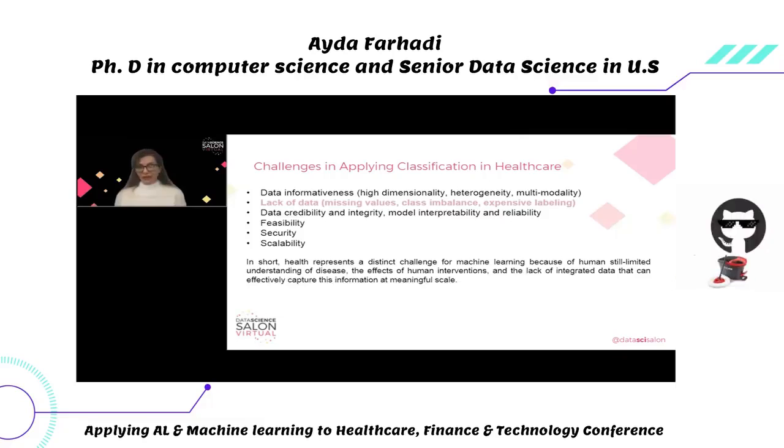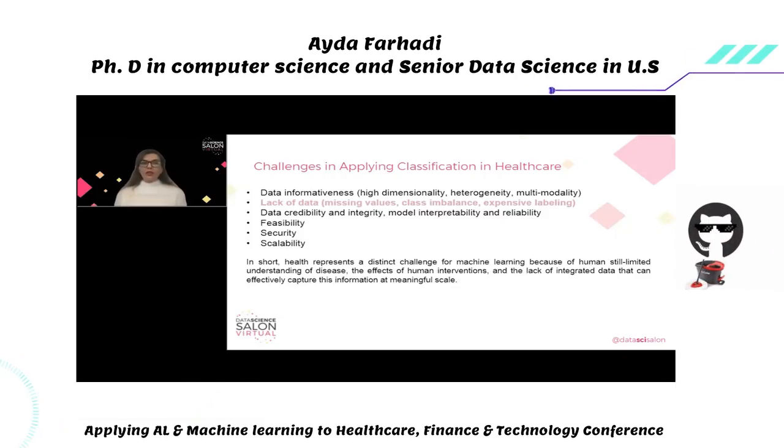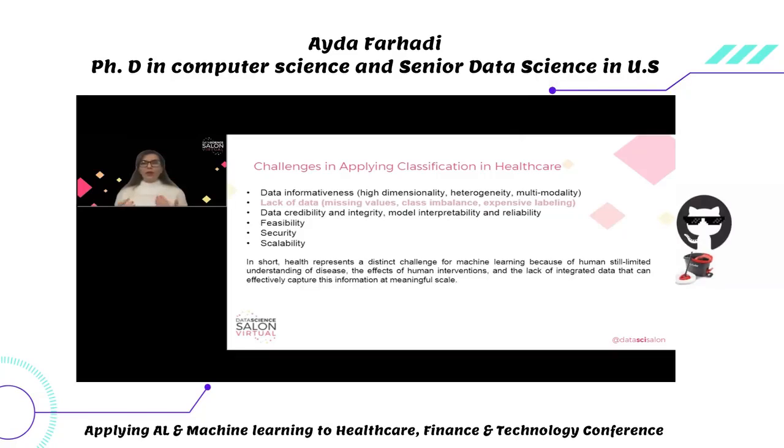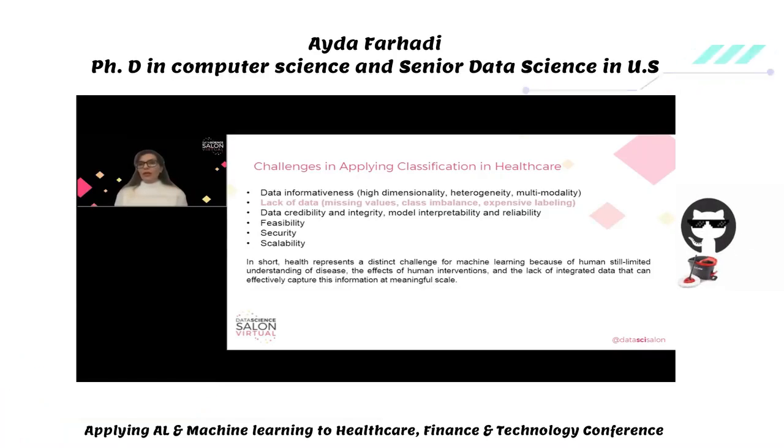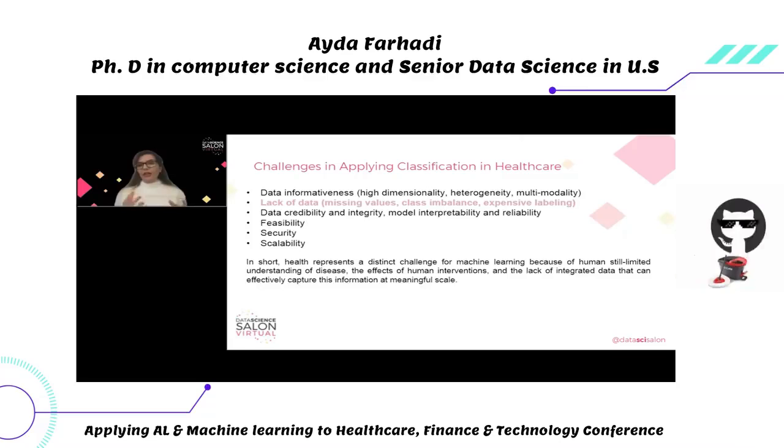Also, feasibility is a problem in healthcare because if you want to make a diagnosis, it might be painful for the patient to do some tests, to do some examination, and that might not be feasible in order to gather all of the data and have a big data set to do machine learning or any other types of statistical analysis.